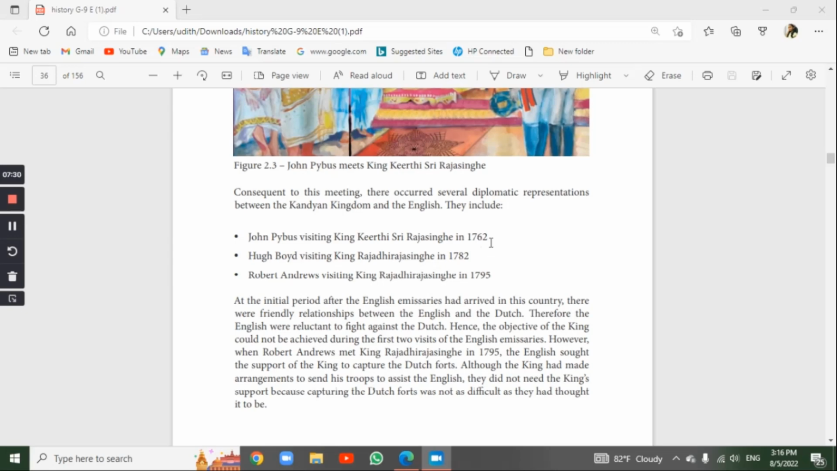You can remember the dates like this. It is 17 and 17, and the last number is 2. So 1762, 1782 and 1795. After 8, it is 9, so 95. In 1762, John Pybus visited King Keitsi Rajsingha. In 1782, Hugboy visited King Rajadiraj Singha. In 1795, Robert Andrews visited King Rajadiraj Singha. Both Hugboy and Robert Andrews visited King Rajadiraj Singha.